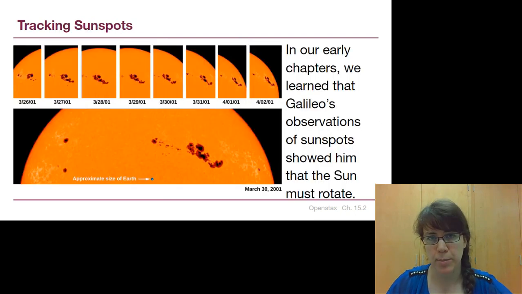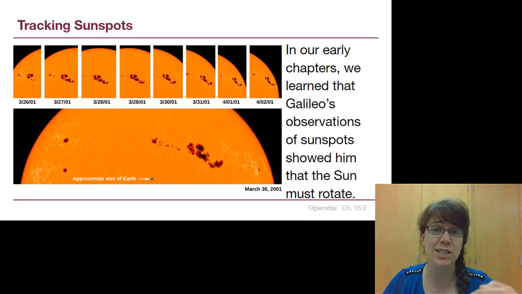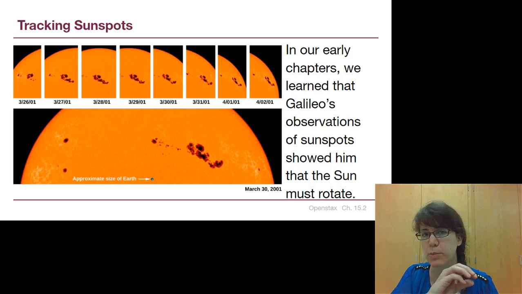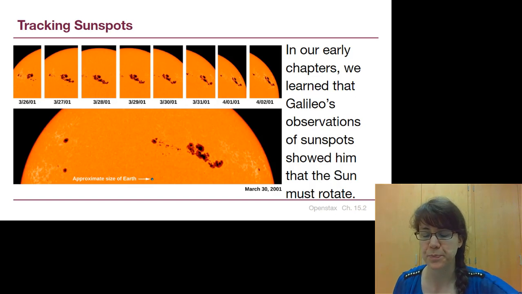So in our early chapters, when we were talking about the history of astronomy, we mentioned Galileo and his telescope and the many different things that he looked at and recorded. And one of the things that Galileo recorded even back in the 1600s was observations of sunspots. So not just that they existed, but that from one day to the next, as he recorded them, they actually moved across the surface of the sun in such a way that showed him that it wasn't the sunspots that were actively moving, but rather that the sun itself was rotating.